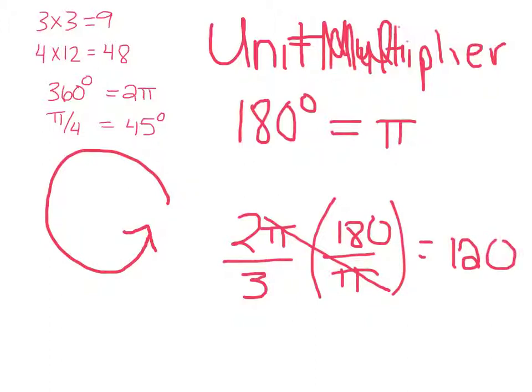And sometimes you'll use the unit multiplier, but you really want to work on being able to count your way around the circles, because you have to know where you're at on the circle in order to get your sine and cosine functions correct. Here's one more unit circle.